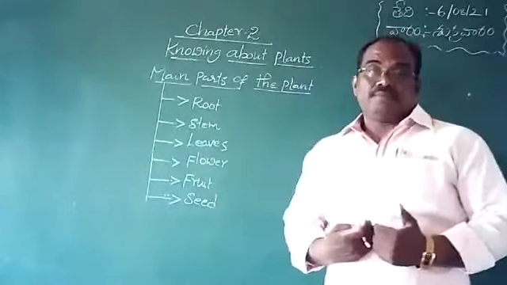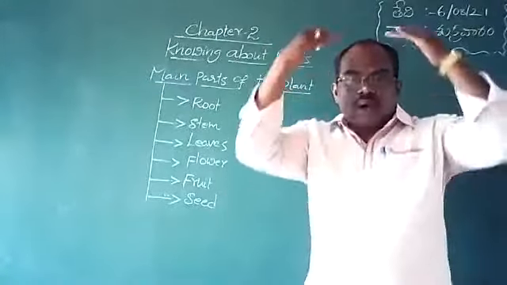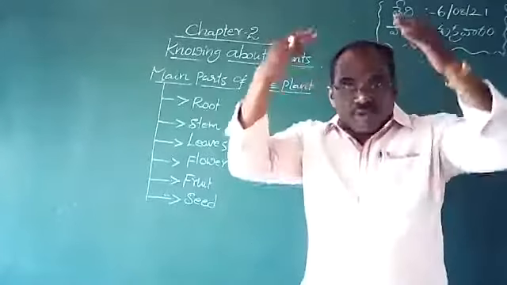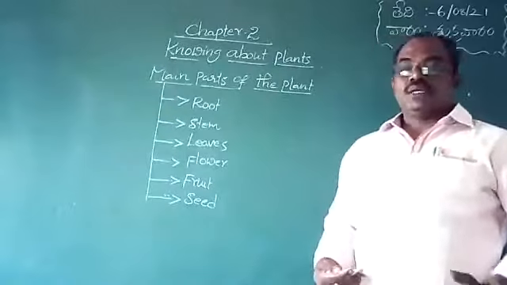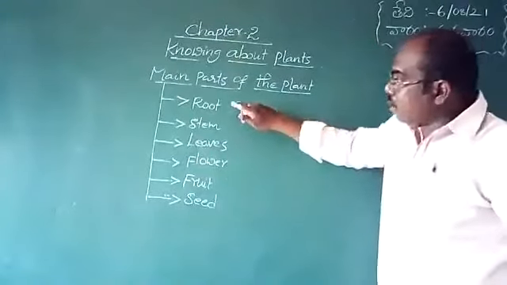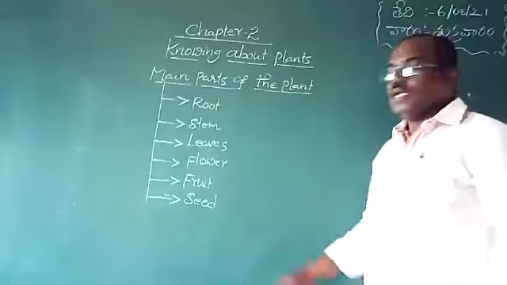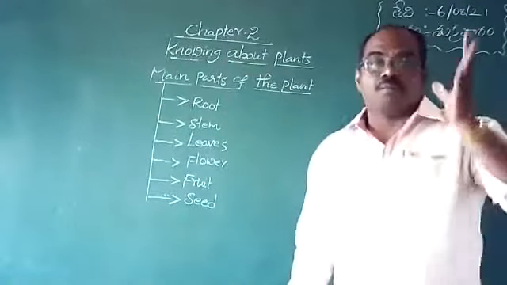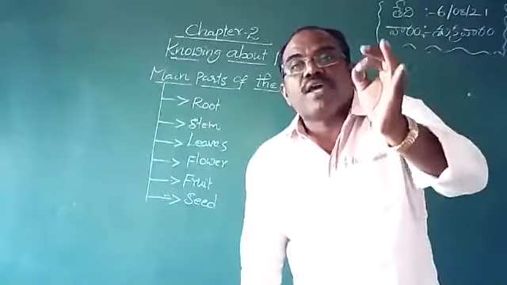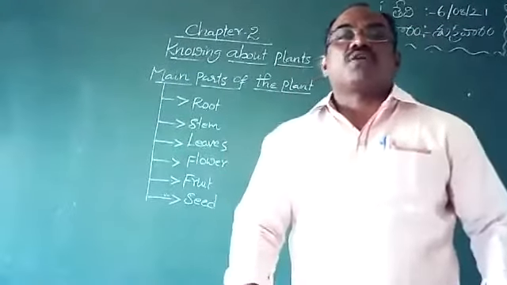In the same manner, our body also contains various parts like hands, legs, ears, nose, tongue, skin. A plant also consists of various parts like root, stem, leaves, flower, fruit, and seed. Each part can perform various functions of the body.